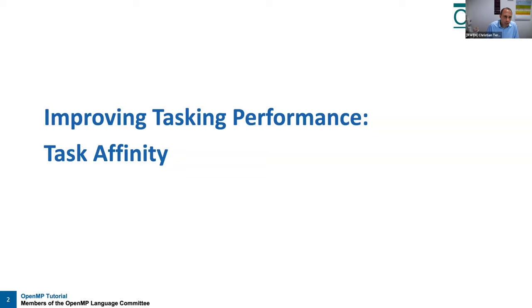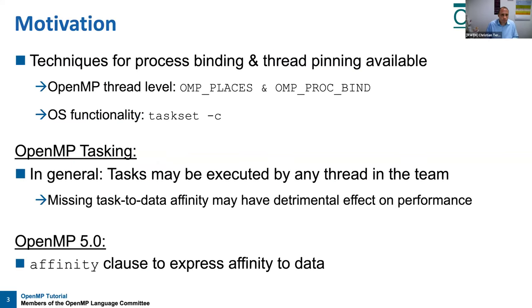And this is about improving the performance of task parallel programs, in particular on NUMA systems, by means of task affinity. Let's remember what we did. We talked about OpenMP places. OMP_PLACES is a corresponding environment variable that basically defines the level of abstraction at which we want to perform thread binding. At least this is how I typically introduce this feature.